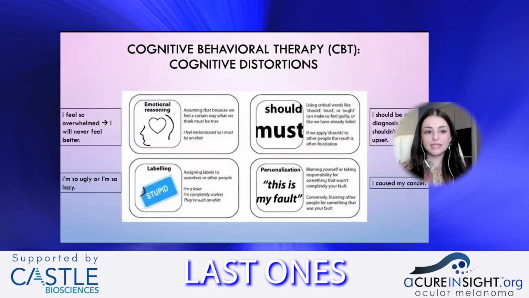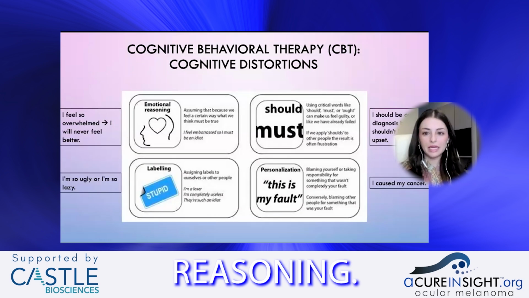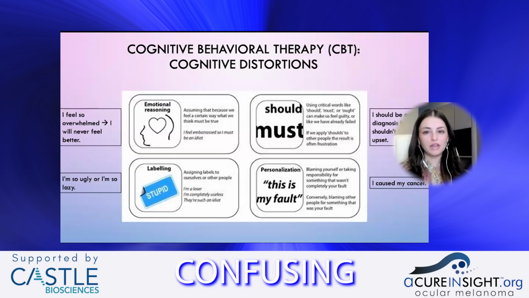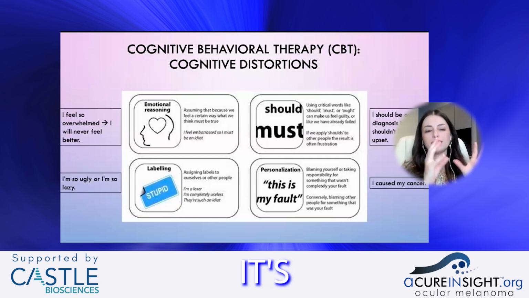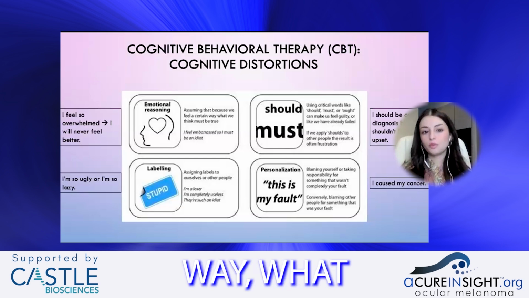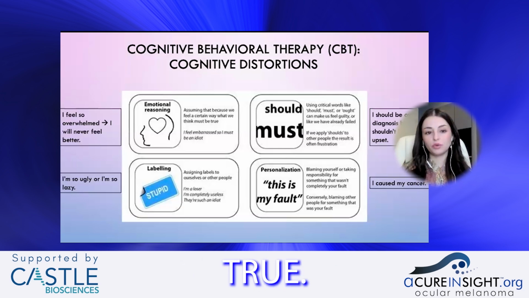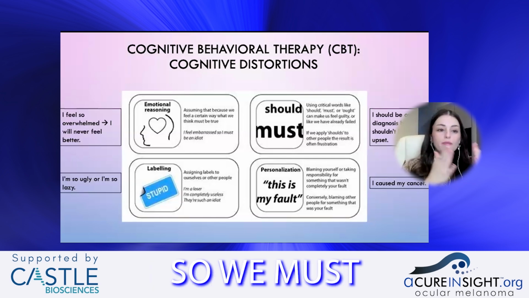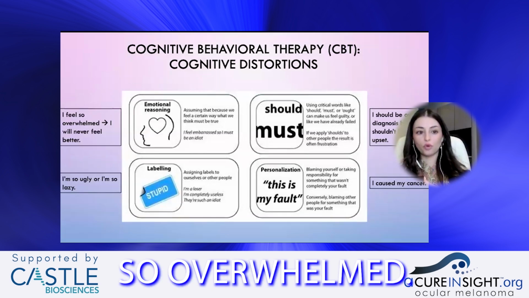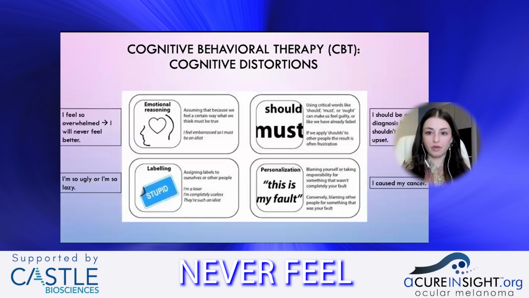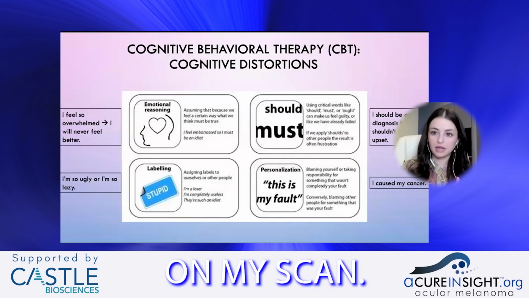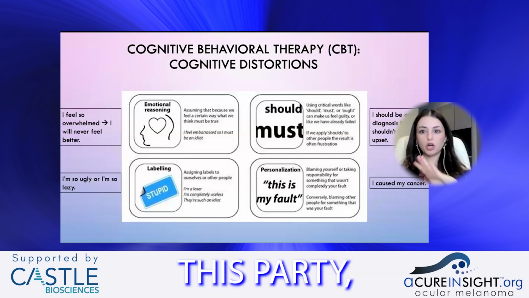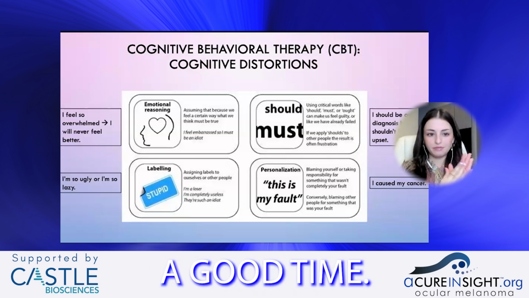Our four last ones, we have emotional reasoning. This one I think is sometimes a little bit confusing to fully grasp, but the idea here is that it says, assuming that because we feel a certain way, what we think must be true. So I feel embarrassed, so I must be an idiot. I feel so overwhelmed, so that must mean I'll never feel better. I feel anxious, so that must mean I'm going to get bad results on my scan, right? I feel anxious about going to this party, so I shouldn't go because I won't have a good time.